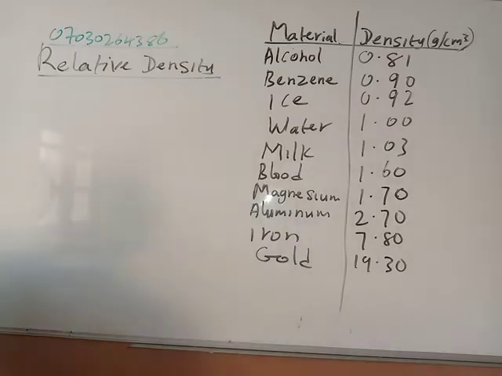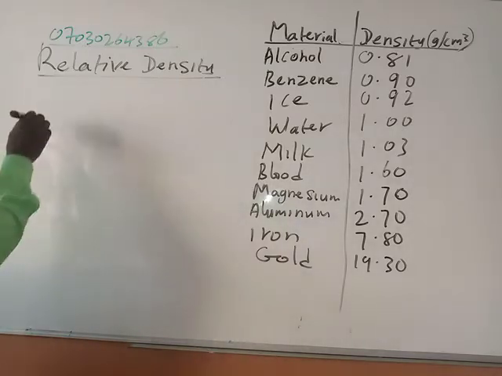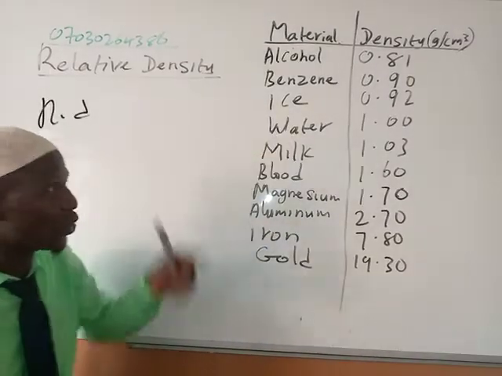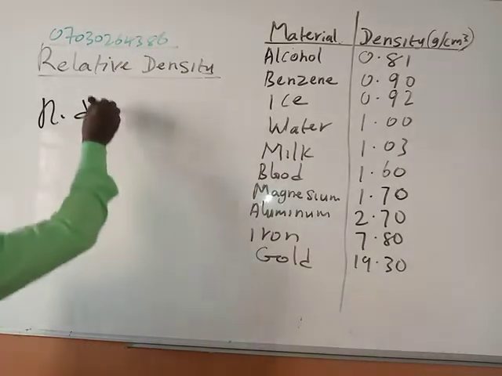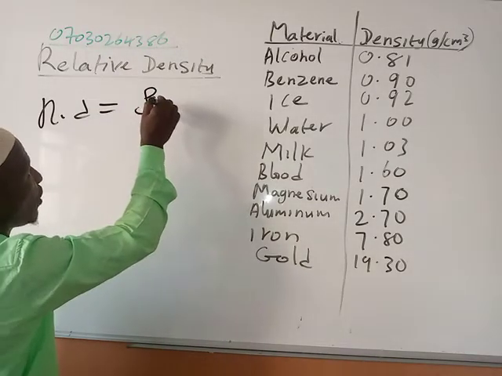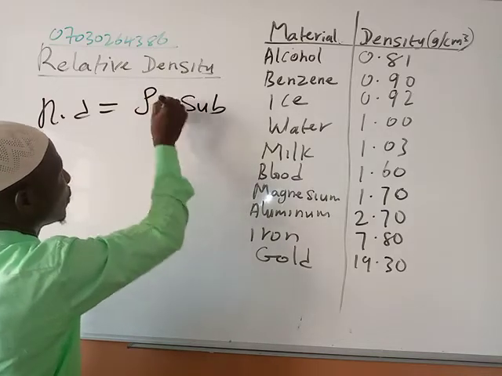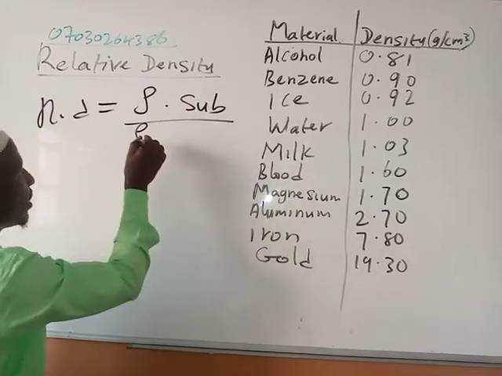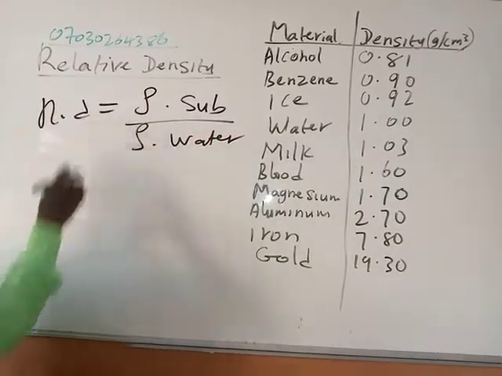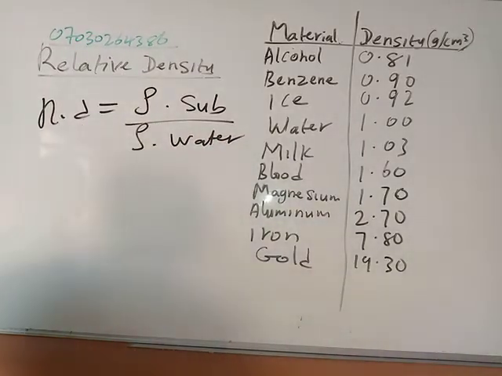Now let's define relative density. Relative density can be defined as the ratio of the density of a substance to the density of water. Therefore, relative density is equal to the density of the substance over the density of water. That is the ratio of the density of the substance to the density of water.